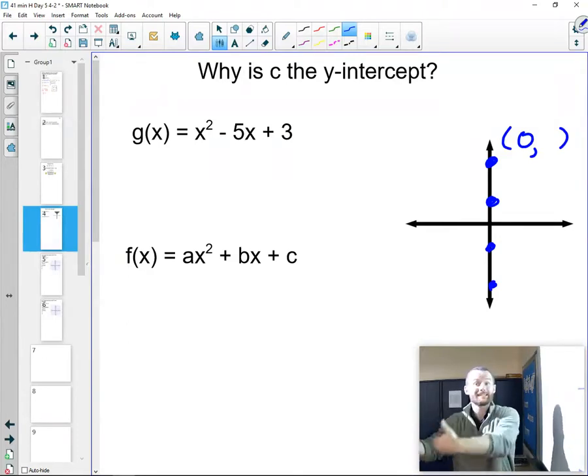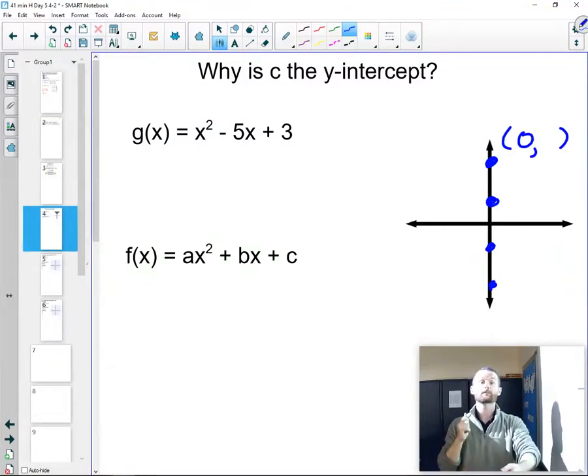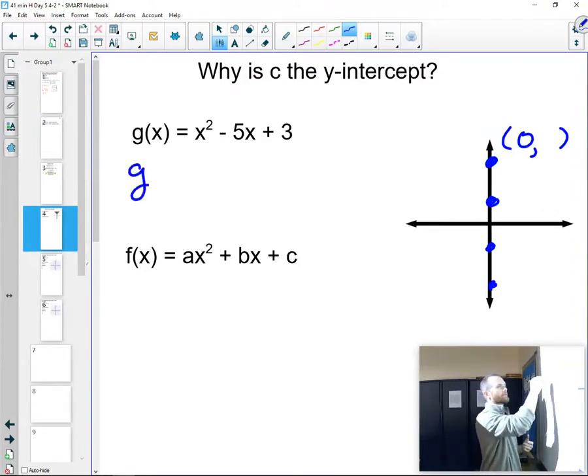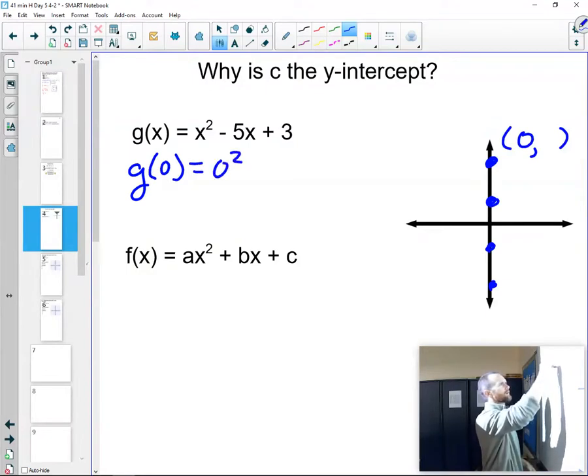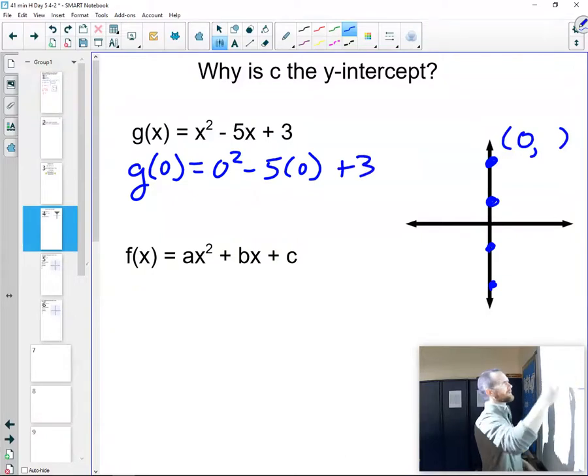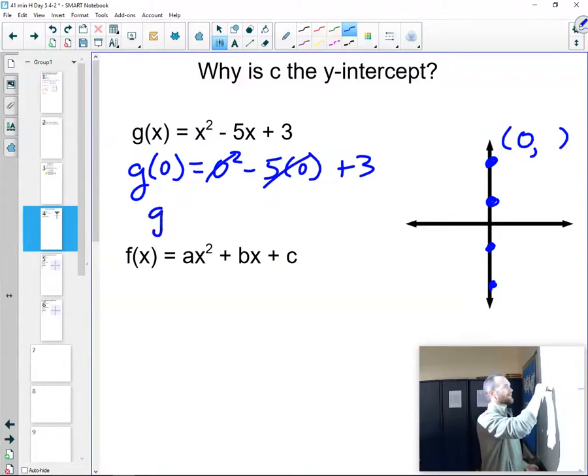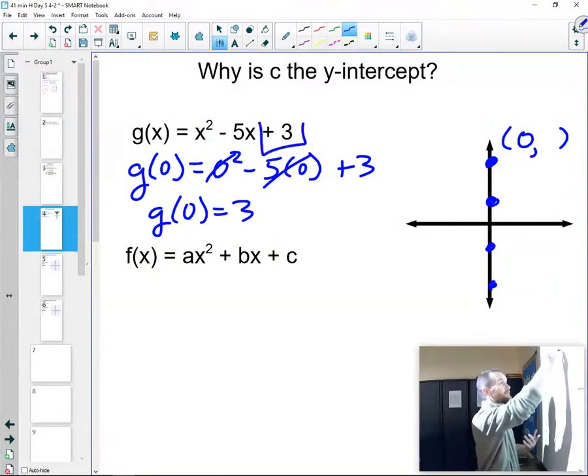So this is another big skill you need to know as we grow in our mathematical careers. Whenever you're trying to find a y-intercept, you can plug in 0 for x. So for g of x, if we wanted to find the y-intercept, it would just be g of 0. So that would be 0 squared minus 5 times 0 plus 3. Well, the 0 squared, that's just 0. The negative 5 times 0, that's just 0. So we end up with g of 0 equaling 3. So 3 is the y-intercept. That was our c value.